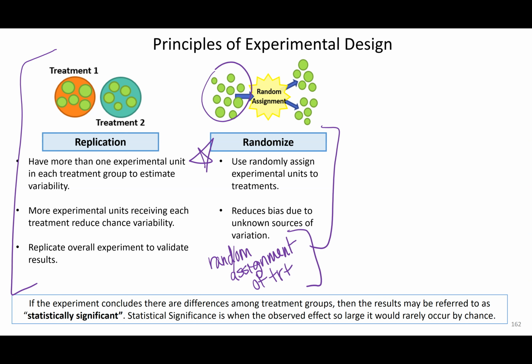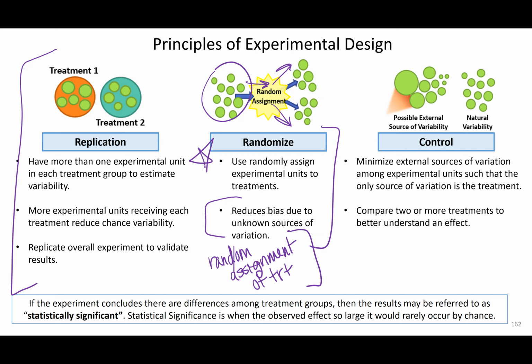So the idea is you have your subjects and then you randomly assign which group they go in. That's the idea. It helps reduce bias. It makes the 2 groups as similar as possible, making the treatments themselves the main differences between the 2 groups.